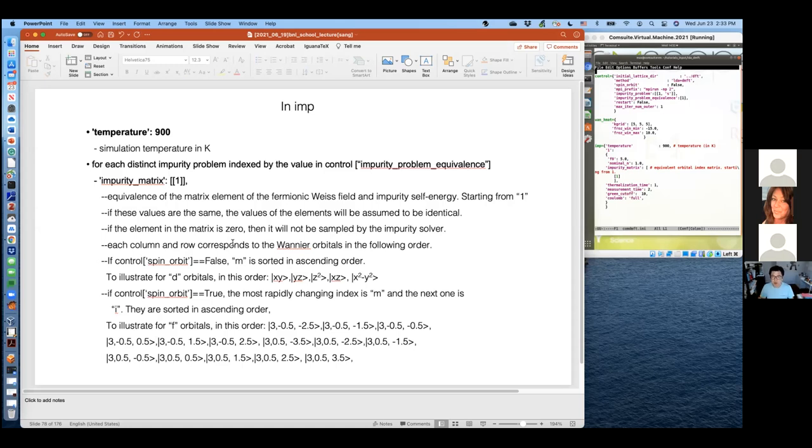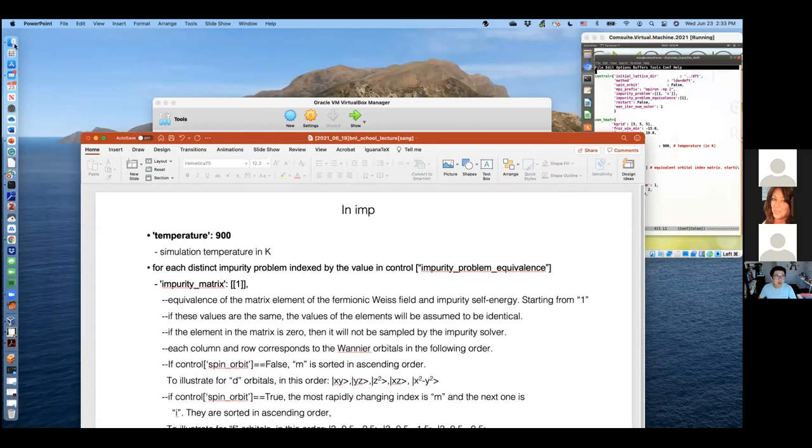which is in the cubic symmetry, then there is the T2g and Eg splitting, so that we can treat all the T2g orbitals the same, and we can treat all the Eg orbitals the same. So in that way, we can just provide such an equivalence between the orbitals using this impurity matrix. Okay, I will give you some examples.